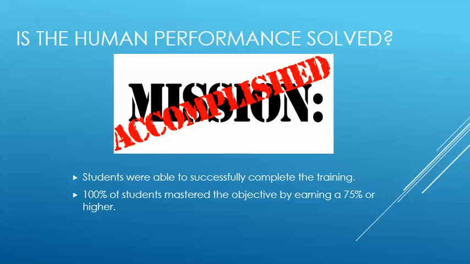Finally, was the human performance gap solved? I do have to say that the human performance gap was solved. Students were able to successfully complete the training by earning a 75% score or higher. So I'm pleased to say that the instructional unit was a success at Lopez Riggins Elementary.